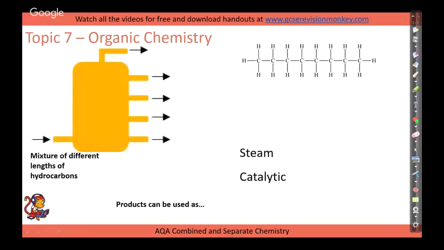These can then be put into a fractional distillation tower to be separated because, as I said, crude oil is a mixture of different hydrocarbons. So some like methane will be short, ethane a bit longer, propane a bit longer, butane a bit longer. But then you also get really, really long hydrocarbons, and they need to be separated.